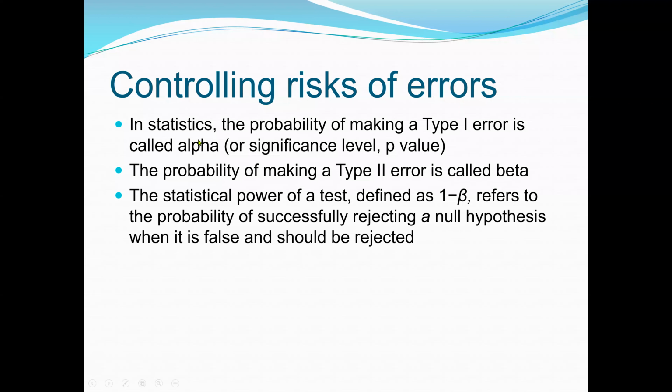I'll make it. So here we are talking about experimental studies using significance testing. So we always need to control the risk of errors. In statistics, the probability of making type 1 error, as I said earlier, depends on the p-value, or it's called alpha, or significance level. The probability of making type 2 error is called beta. Normally we write 1 minus beta to find the probability of avoiding type 2 error.